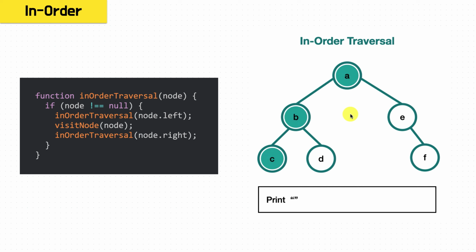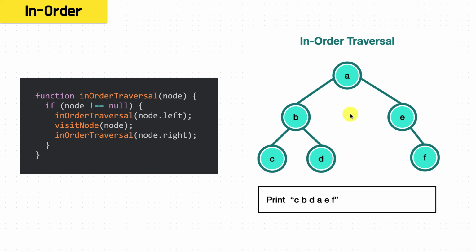So we start with A, we go down to B, and then we hit C. We visit C, visit B, then go down to D, visit that, then we visit A, then traverse right. We visit E before F because it's the middle node or the current node, and then we traverse right. And the key to remember with in-order traversal is we do as the name says.